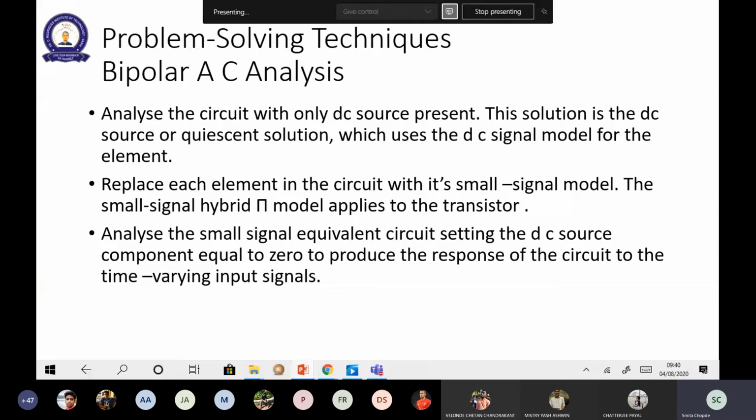Thirdly, analyze the small signal equivalent circuit, setting the DC component equal to 0 to produce the response of the circuit to a time varying input signal. These three steps are just the key to your solution of a problem. So very important. Can I move ahead?